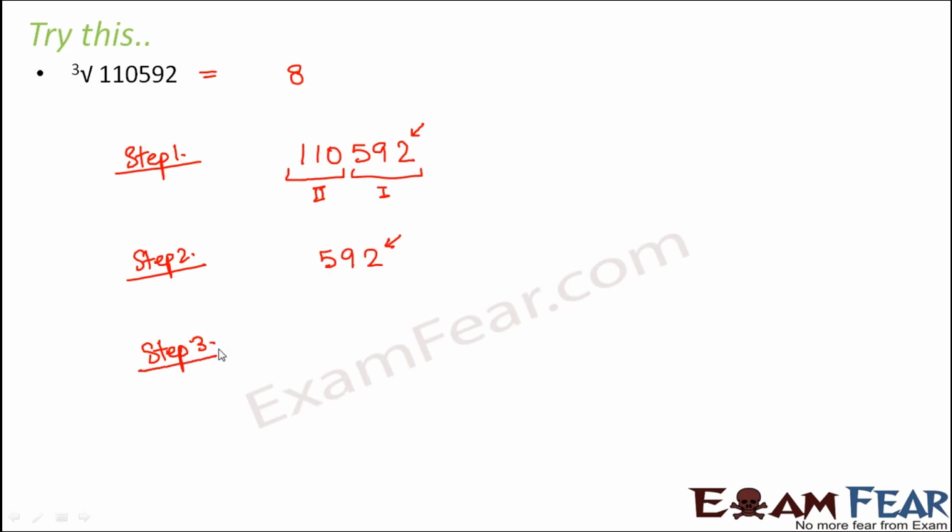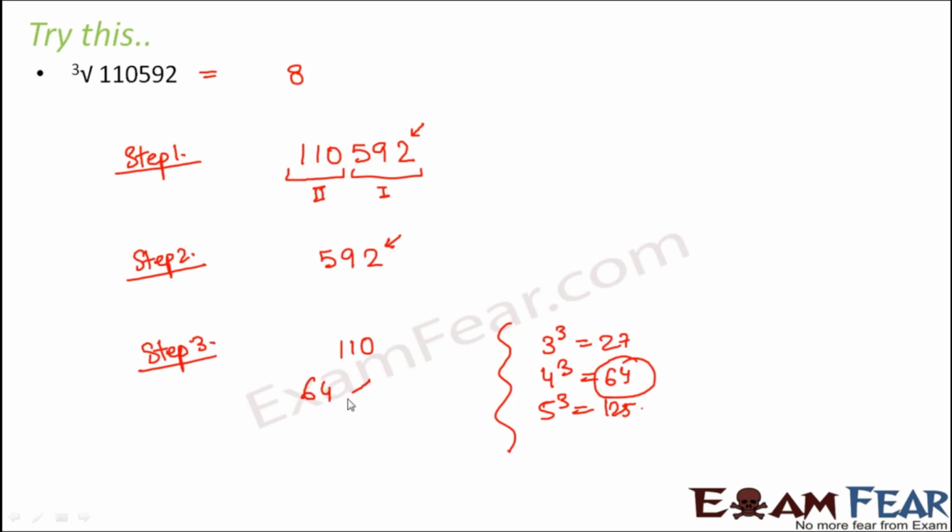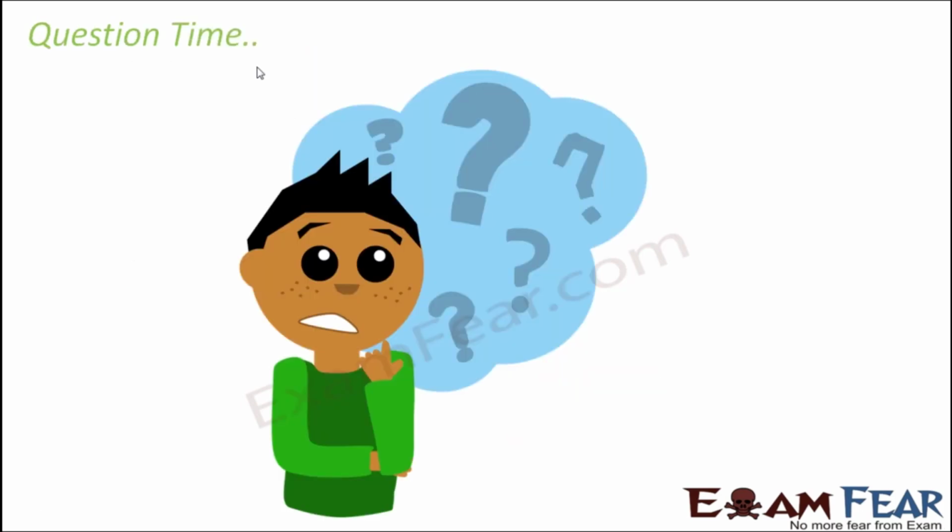So in step 3, we focus on group 2. So group 2 is 110. So we need to find out a perfect cube which is less than or equal to 110. So we know that 3 cube is 27, 4 cube is 64, 5 cube is 125. So 125 is greater than 110, so that will not do. So 64 would do because 64 is less than 110. Now let's focus on the units digit of 64. That is 4. Therefore 4 would be the tens digit here. So 48 would be the cube root of 110592. So based on whatever we have learned about cube roots, let's try a few questions.